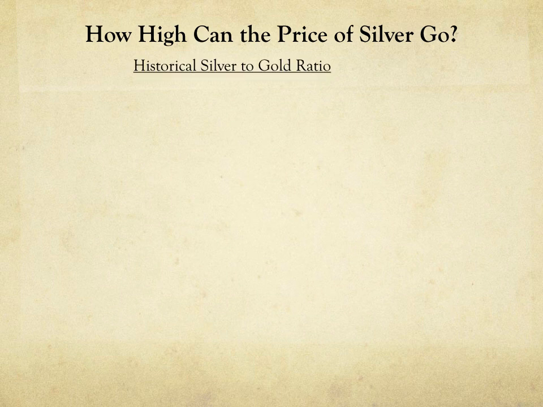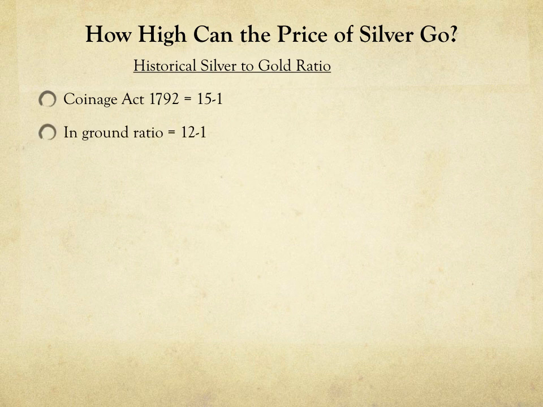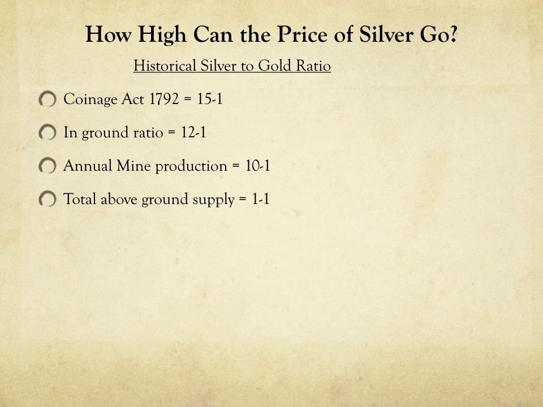Well, let's take a look at some of the historical ratios that we're going to be looking at. The Coinage Act of 1792 put the silver-gold ratio at 15 to 1, very much like what was above ground and below ground at the time. The in-ground ratio right now is about 12 to 1. So, yeah, silver has a long way to go up in relation to gold. Annual mine production is 10 to 1. For every 10 ounces of silver that's pulled out of the ground, only 1 ounce of gold. That is an amazing statistic.